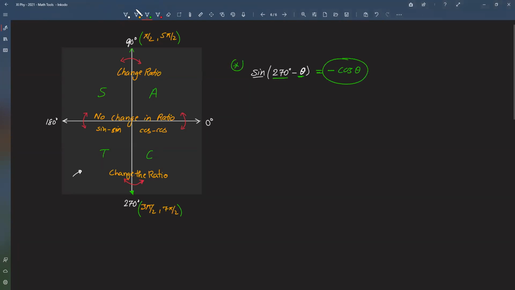This is without applying the formula. We did it. Now let's verify whether this is correct or not. So sine 270 degree minus theta is sine A cos B minus cos A sine B. Cos 270 degrees will be equal to 0. So that is gone. Sine 270 degree will be equal to minus 1, right? So this is minus cos theta.